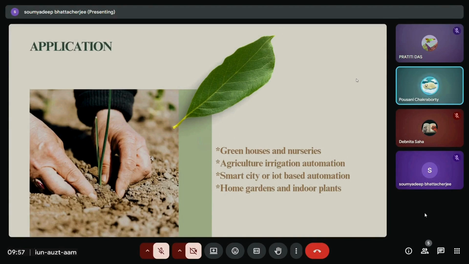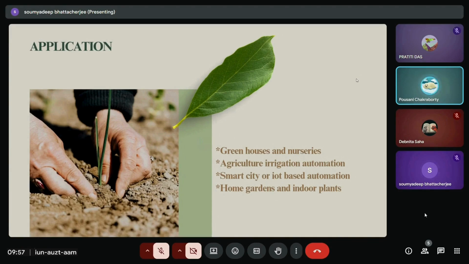Secondly, greenhouses and nurseries. In these places, there are hundreds or even thousands of plants, and maintaining the perfect soil moisture level for each one is a big challenge. By implementing multiple automatic watering units, greenhouses can ensure uniform and precise irrigation throughout the day. This not only saves time and labor but also helps in better yield and healthier plants.